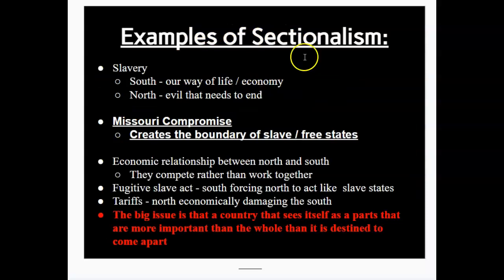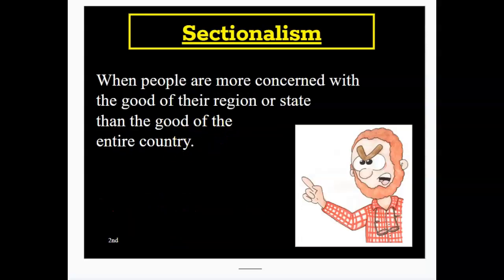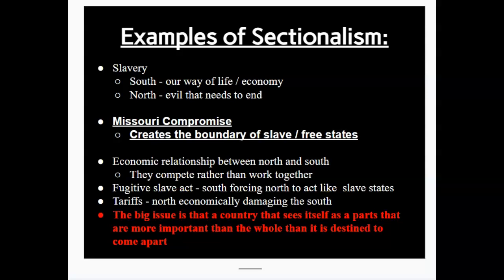All right. So examples of sectionalism that you're going to see. Slavery is obviously the biggest one. Okay. The Missouri Compromise. The reason I say the Missouri Compromise is an example of sectionalism is it creates the boundary between the two sides. It's the dividing line between the two sections. The economic relationship between North and South, they compete rather than work together. That's sectionalism.